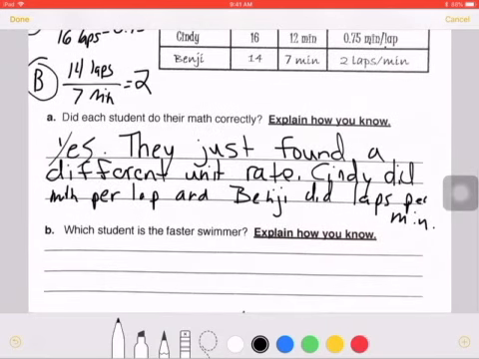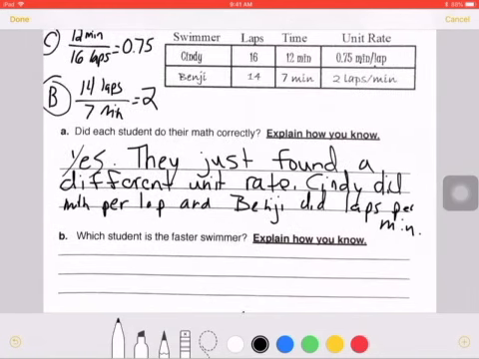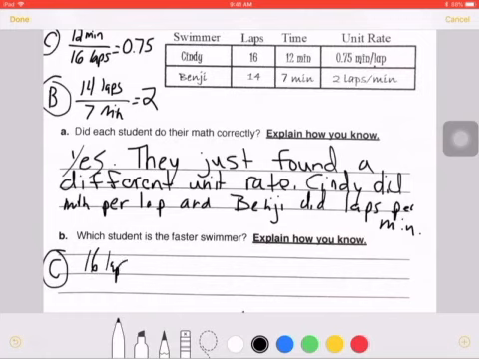So for part B, it's asking who's the faster swimmer, explain how you know. You're going to need to do one of the swimmers' unit rate the same as the other. So right now you can't compare. These numbers aren't the same unit rate, so you really can't compare. So one way to do it would be, let's find Cindy's unit rate as laps per minute. So for Cindy, I'm going to write my work here. I'm going to do 16 laps divided by 12 minutes, and I get 1.3 repeating laps per minute.